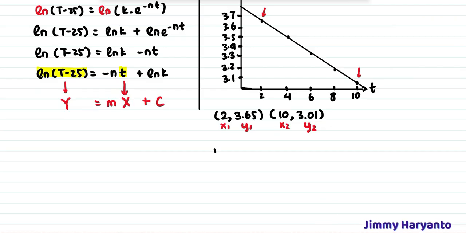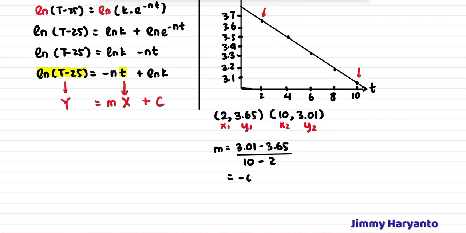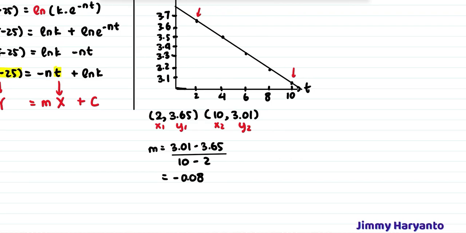Next is to find the gradient. Gradient equals y2 minus y1 divided by x2 minus x1. That means the result is negative 0.08. Okay, this is the gradient, and then you have to find the y minus y1.